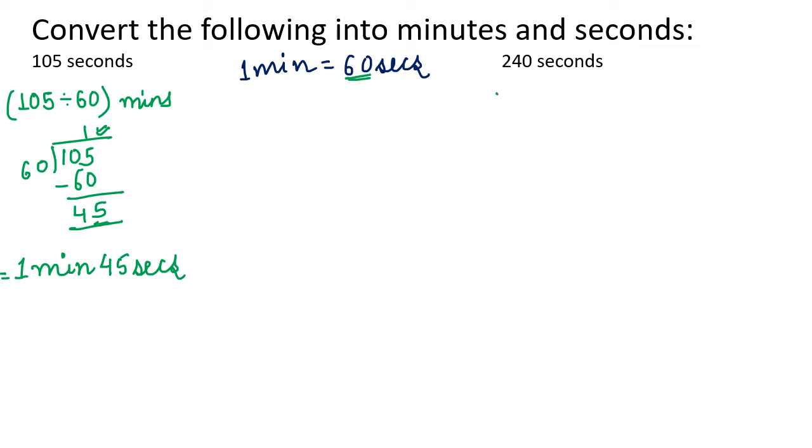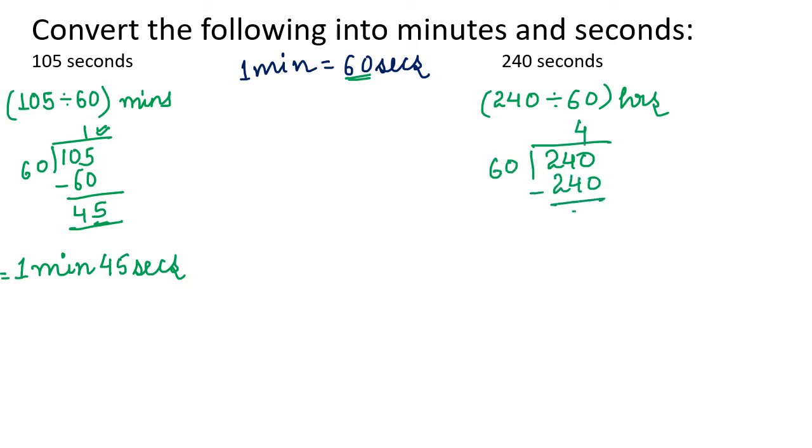In the next part, it is given 240 seconds. So divide 240 by 60. So 240 divided by 60, it will be 60 fours are 240. Remainder is 0. So we got here 4 minutes and 0 seconds. Therefore, 240 seconds is equal to 4 minutes 0 seconds.